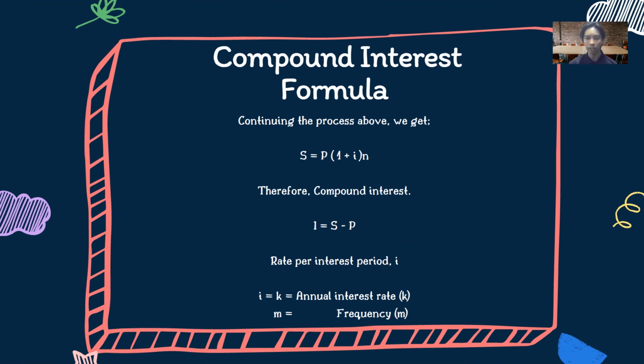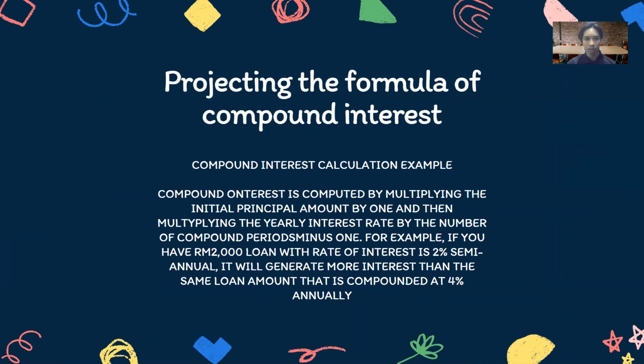Compound interest formula: continuing the process above, we get S equals P(1 + i)^n. Therefore, compound interest I equals S minus P. By the way, rate per interest period i equals k over m, where k is the annual interest rate and m is the frequency. Next is projecting the formula of compound interest.